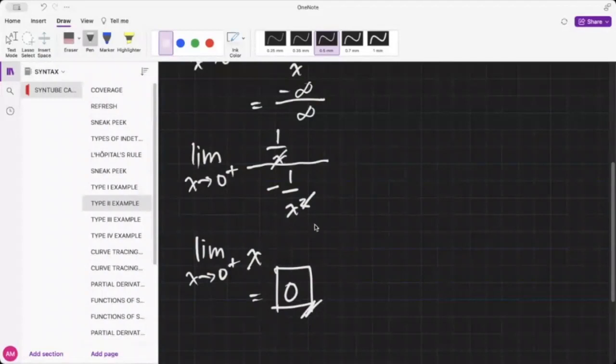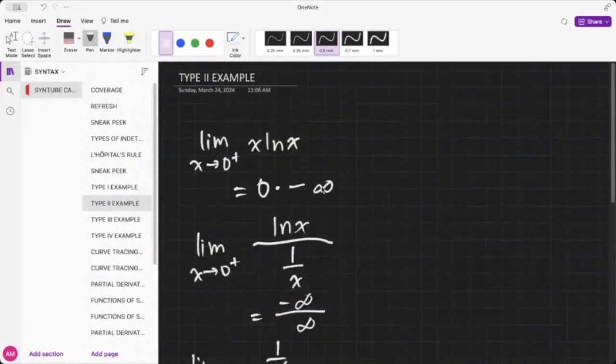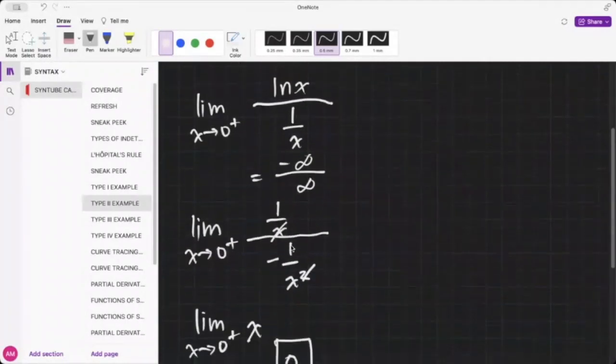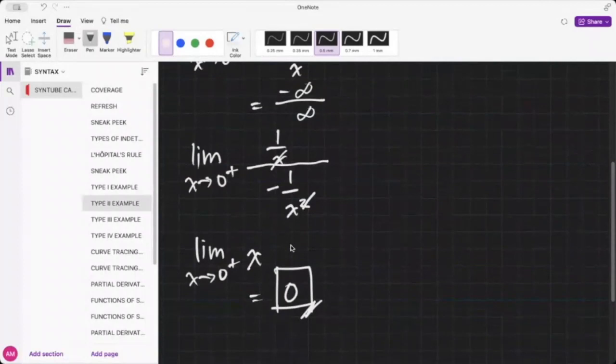So, ganun lang. Again, from type 2, gagawin mo siyang type 1 by, pipili, di ba, dalawang factors to. Yung isa, lalagay mo sa numerator, yung isa, i-reciprocal mo, tapos lalagay mo sa denominator. Ayan. So, magiging type 1 na siya, then apply L'Hopital's.